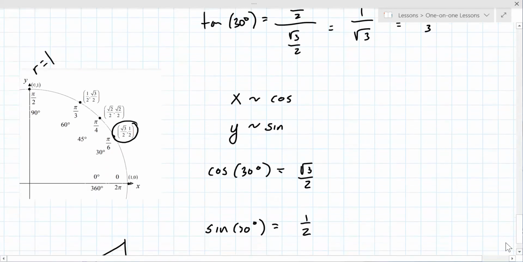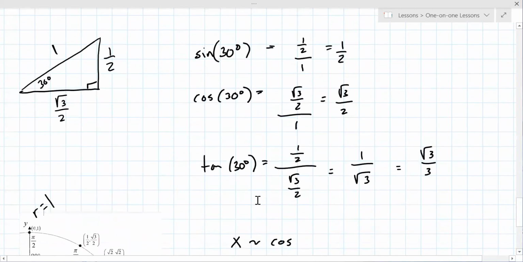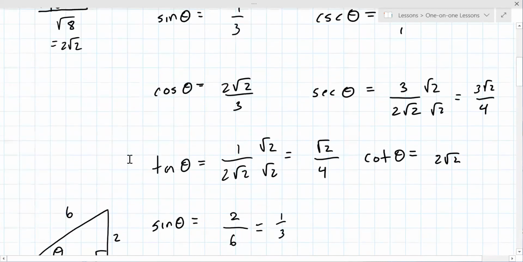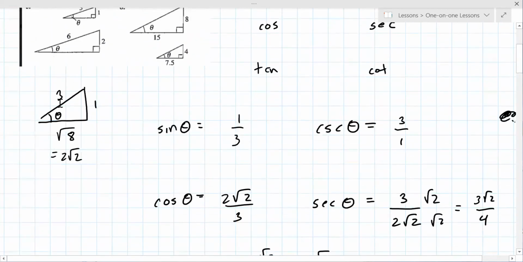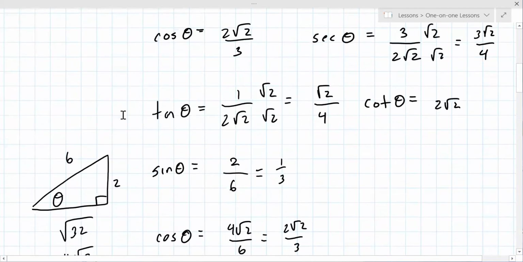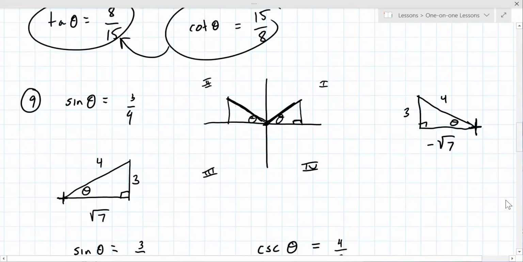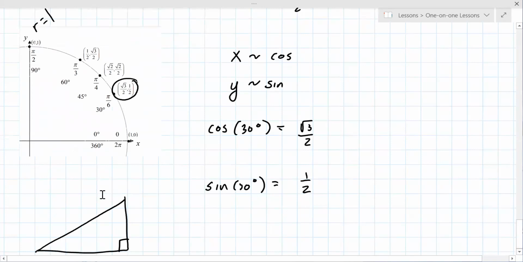What if the radius is 2? Do we just multiply everything by 2? To answer that question, we did one earlier where we doubled the sides. See how the radius here was 3 and then the radius was 6? Did it change the answers? Of course not. So that's why we go down to that.